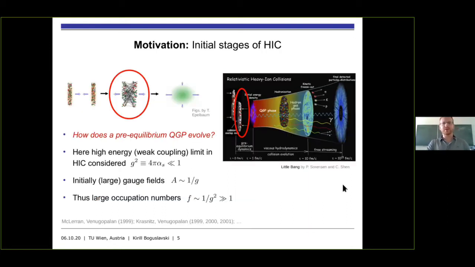Now, we have already talked a lot about initial stages, and really the meeting is about non-equilibrium dynamics of QCD. And we will also, of course, focus on that. What we will be doing is discussing the weak coupling limit, where the gauge fields are initially very large, of the order of the inverse coupling, and the occupation numbers are pretty large.